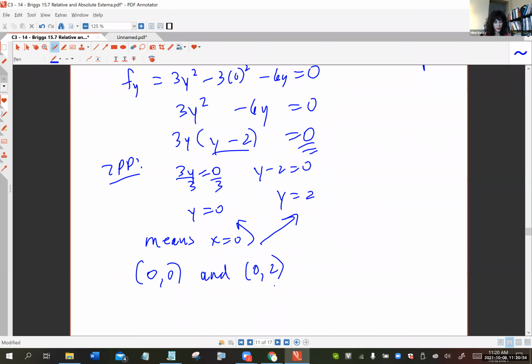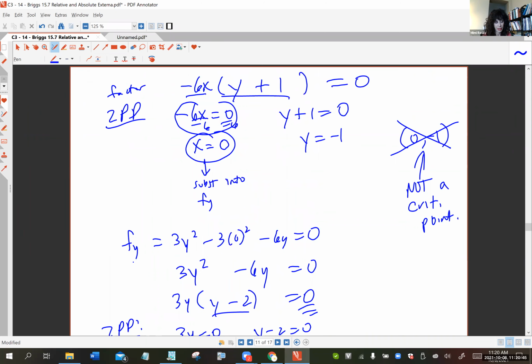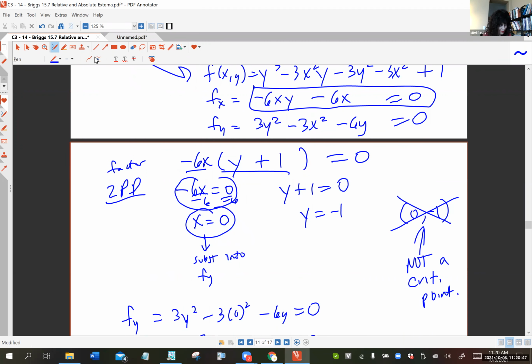Two of them, (0, 0) and (0, 2). But we're not done. Let's save these for later. I'm going to put those on the back burner. Really? We got more happening? Oh, yeah. This problem is intense, baby. I'm not making this up.